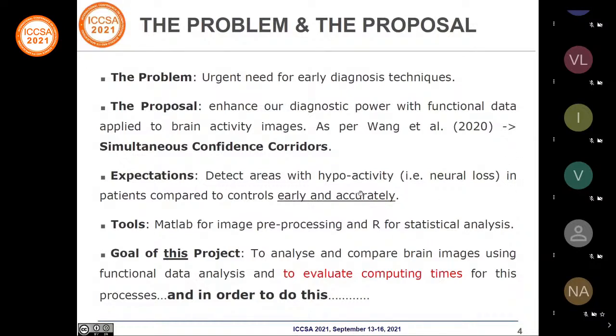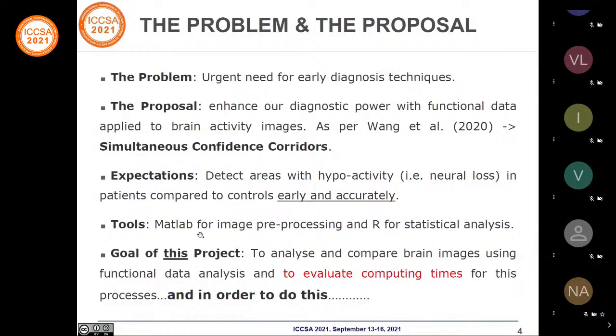So what are we looking for? We are trying to detect the areas which, comparing Alzheimer's disease versus control groups, are suffering from hypoactivity, which could reasonably be neural loss. If we manage to detect this neural loss early and accurately, that is important, because there are other tools used nowadays that can detect it early but not very accurately, so there could be a lot of false positives. If we can manage to do this, that would be a huge step in Alzheimer's disease treatment and diagnosis.